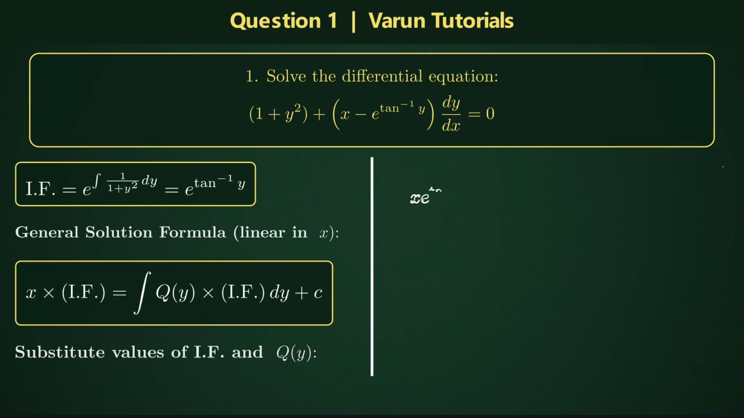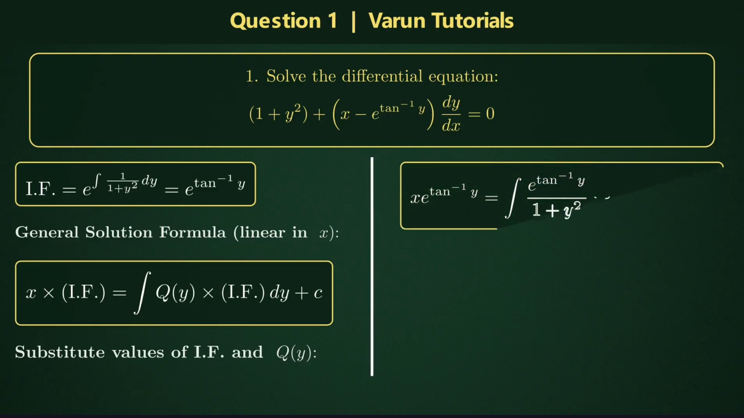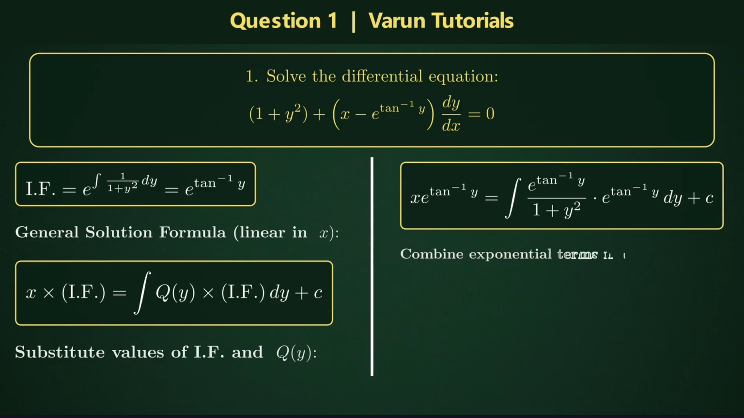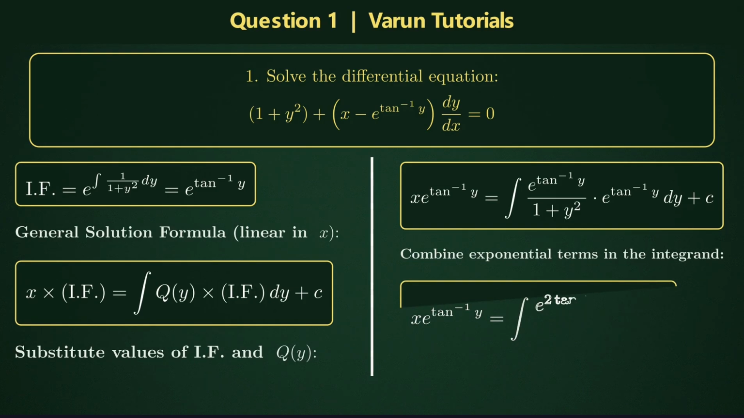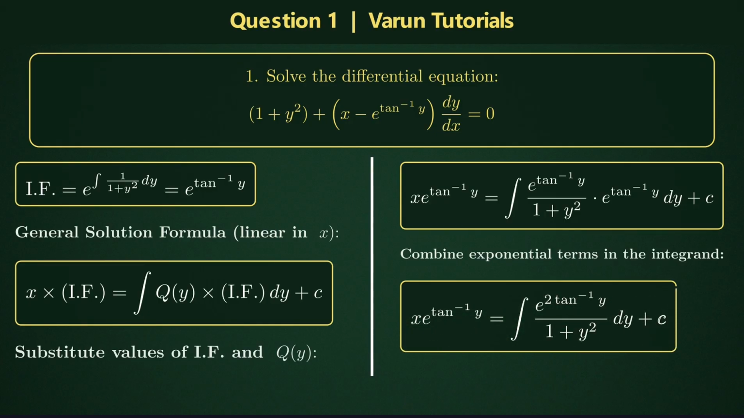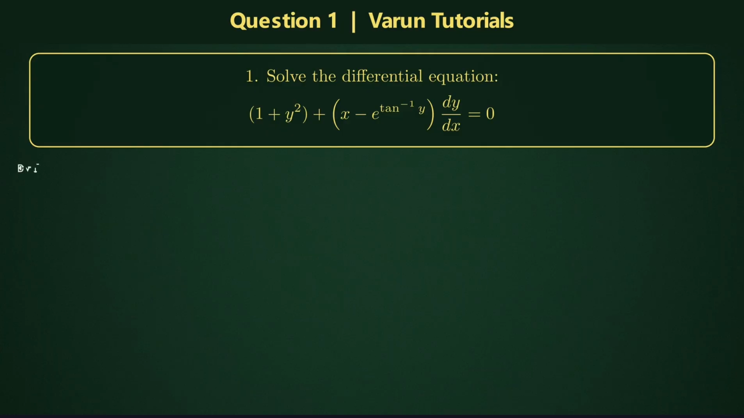This yields x times e to the tangent inverse of y, equals the integral of e to the tangent inverse of y, over 1 plus y squared, times e to the tangent inverse of y, dy, plus c. Combining the exponents in the numerator simplifies the integrand. This gives the integral of e to the power 2 tangent inverse of y, over 1 plus y squared, dy, plus c. To evaluate this integral, we use substitution.